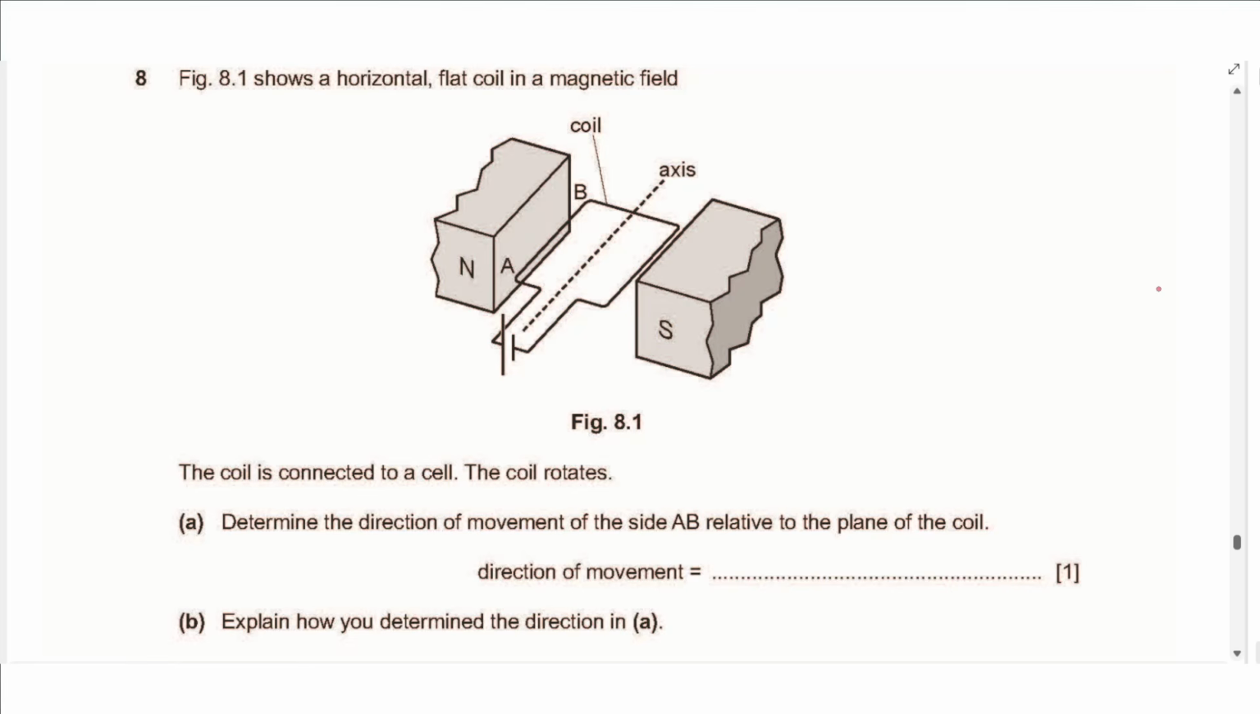Question 8 says figure 8.1 shows a horizontal flat coil in a magnetic field. The coil is connected to a cell. The coil rotates. Determine the direction of movement of the side AB relative to the plane of the coil. First, we need to identify the direction of the current and the magnetic field. The magnetic field, we can say that it is pointing from north to south to the right. So the right-left direction is already reserved. We cannot say that the wire will either move right or left.